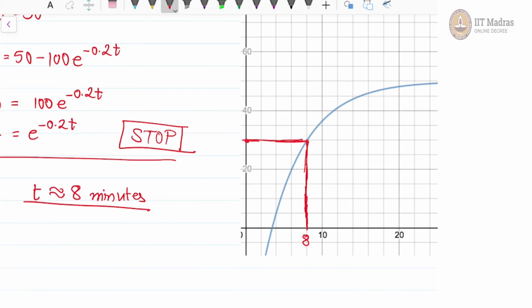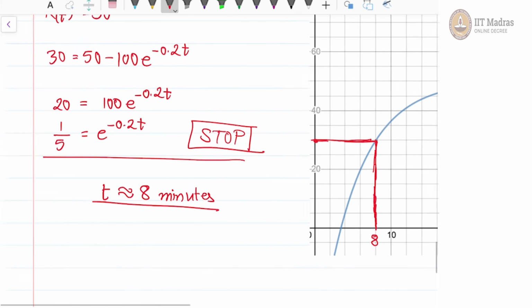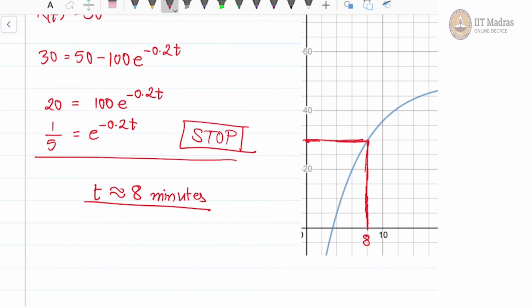So this is how we can, without even solving the expression, graphically solve for exponential functions. This is one live demo of that. Okay, that's all for now. We will meet in the next video where we will try to understand how to solve this particular problem. Thank you.